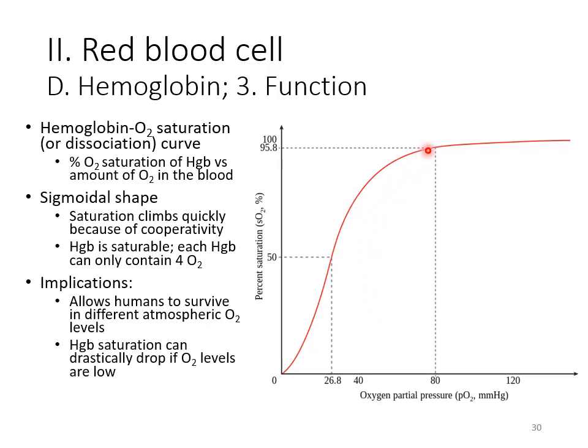Another implication is that the hemoglobin saturation can drastically drop if your oxygen levels are too low. So a practical application of this would be in our COVID times now, right? If you've ever taken care of someone with COVID, you know that you need to monitor their oxygen saturation, the hemoglobin saturation, right? We want the oxygen saturation to be above 95%.